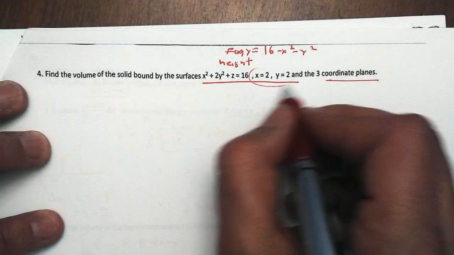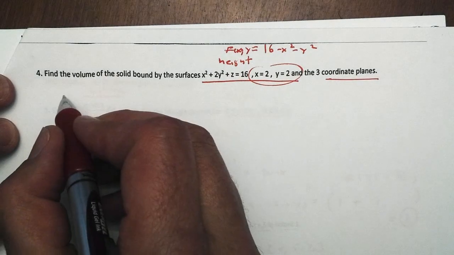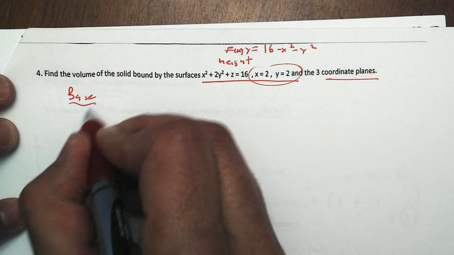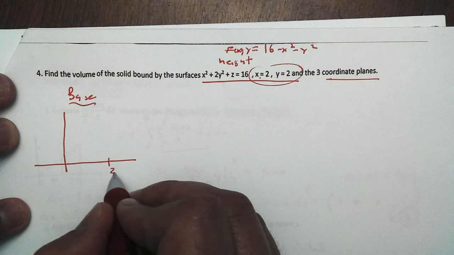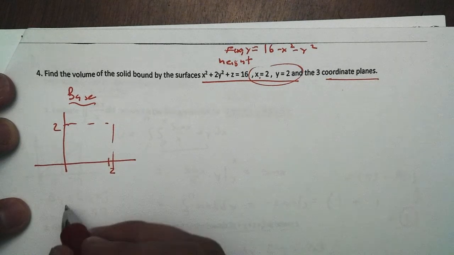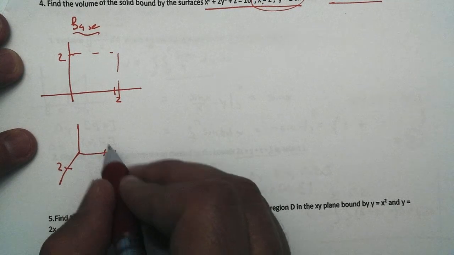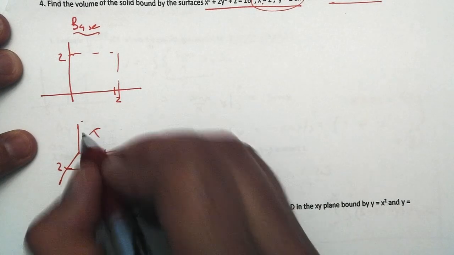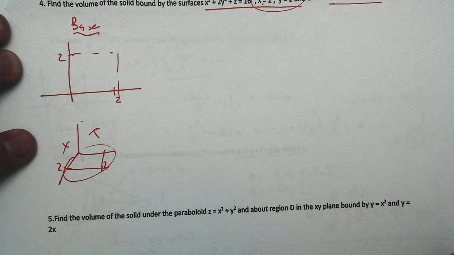So this is kind of like giving my bounds on the xy plane. So, and the 3 coordinate planes. So if we look at the base, we are bounded by x equals 2, y equals 2, and since we're bounded by the other 3 coordinate planes, we know we're only in the first octant. For example, here's x is 2, y is 2. So this is the only region we are looking at because we're bounded by, of course, the xy plane, the yz plane, and the xz plane.